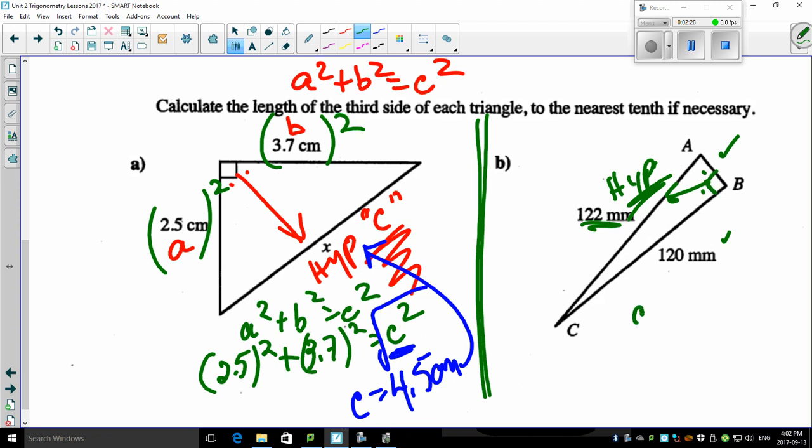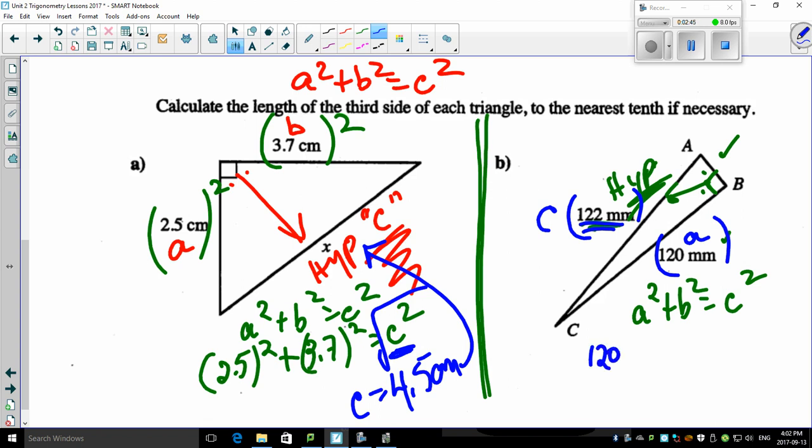So again, a squared plus b squared equals c squared. But this time we're going to try to find either the value of a or the value of b. Well, let's call this a. We know that this is the hypotenuse. That's got to be c. So let's start squaring these guys and see what happens. Here's 120 squared plus b squared equals 122 squared. And we have to be able to solve for this.